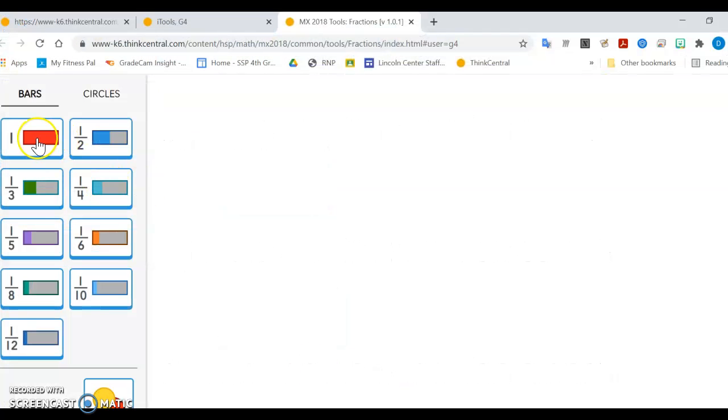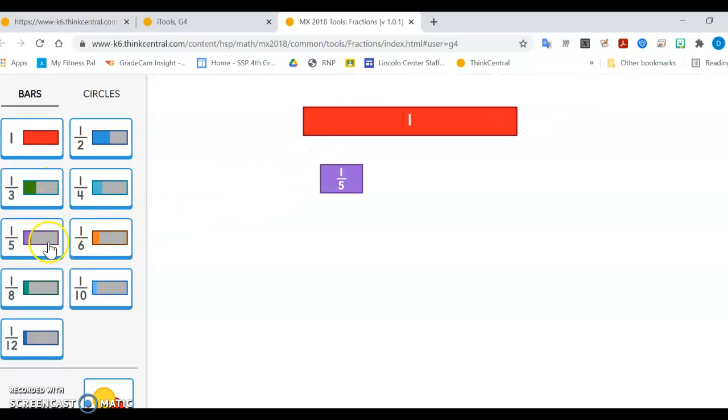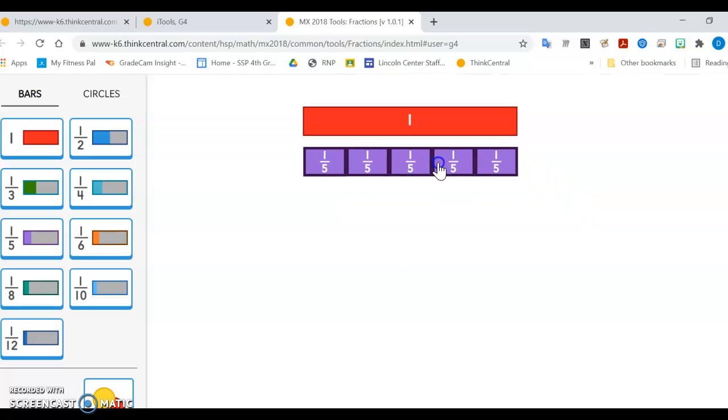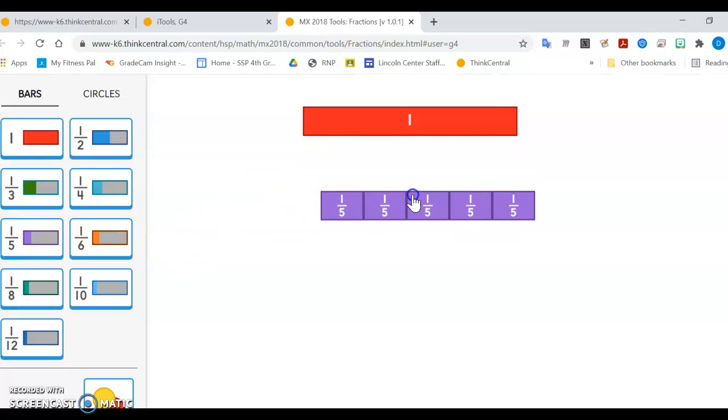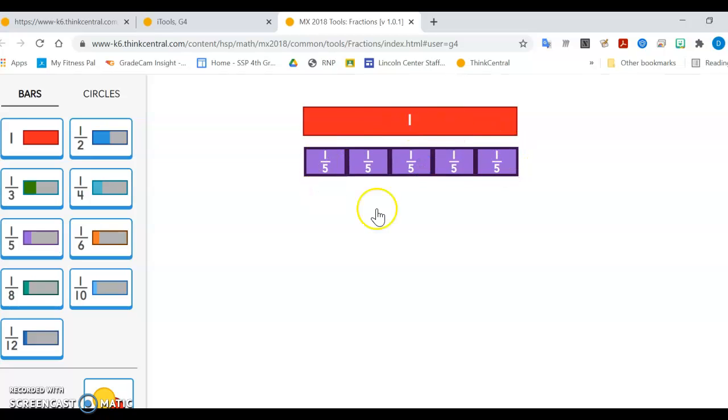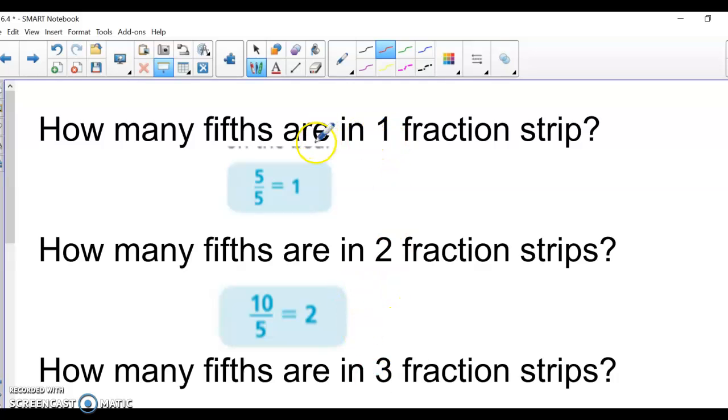And one way we can look at that is we can take our whole, right? We should remember that it does take 5/5 to get to 1 whole. So if each of my wholes has 1, 2, 3, 4, 5, well, I could build another one underneath and have a second one. That's the same thing. So every time I have a whole, I have 5/5. So let's look back at this slide. 5/5 is 1 whole.